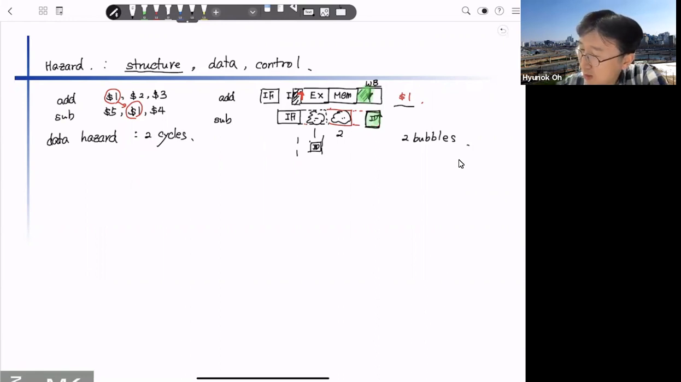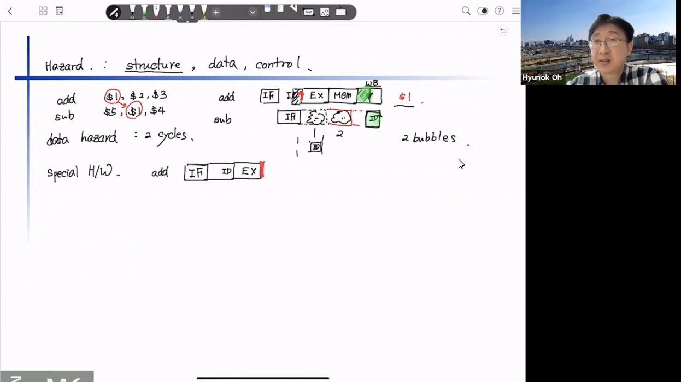So if we are making some special hardware, which means that we are modifying the hardware to consider this data hazard, what if the add instruction is executed here, with instruction decode and execution, but we know that at this stage the data is available, right? So $1's value is available, even though $1's value is not updated yet. So we know that this is the $2 plus $3 value.